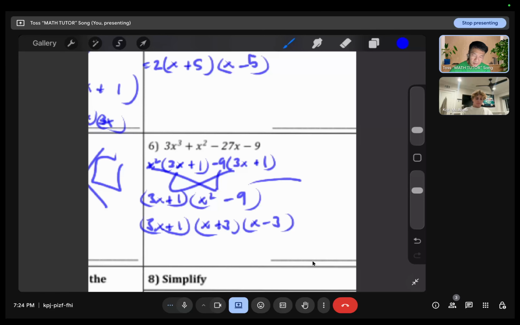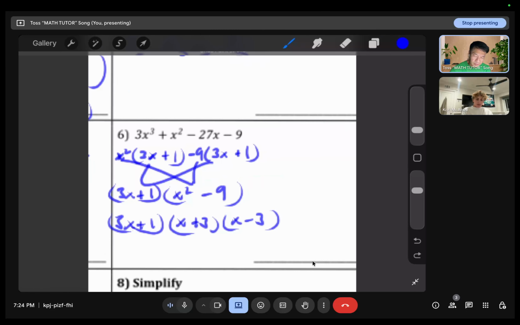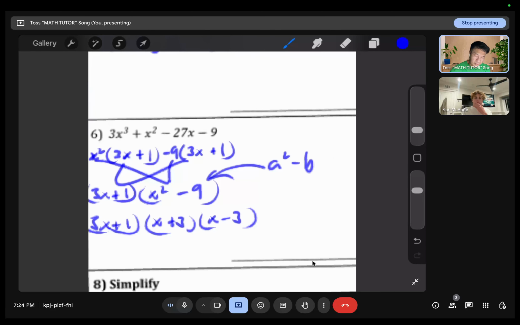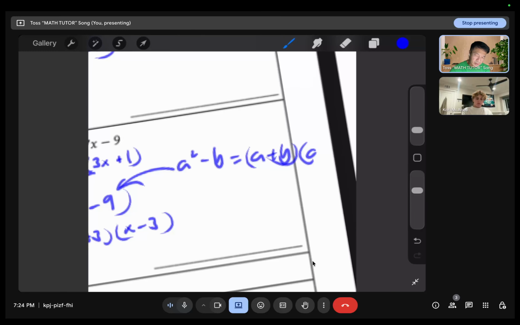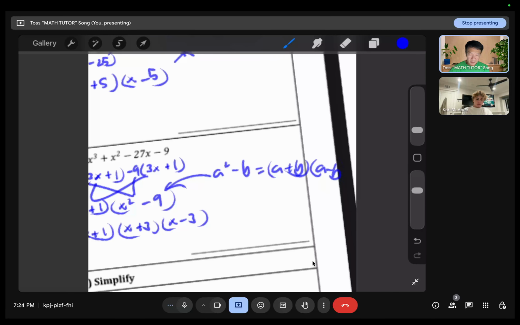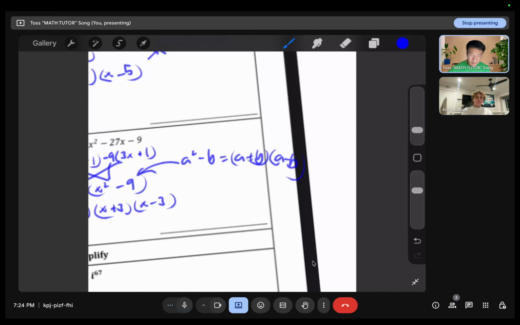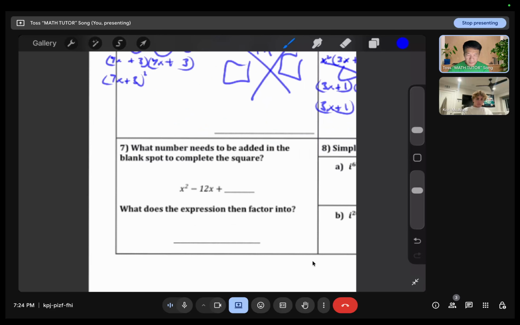So this last one is the difference of squares. I'll kind of point it out. The formula a squared minus b squared equals a plus b times a minus b. It does not matter which one goes first. Okay, I think you got this. Okay, continue on. Here we go.